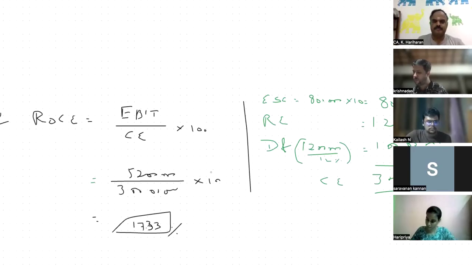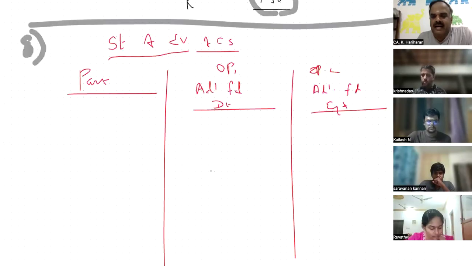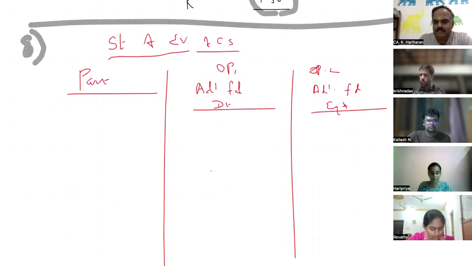Listen here, my dears. We have equity share capital, retained earnings, and debt fund. Clear? Currently, equity share capital is 80 lakhs. Am I right? Yes, sir. Retained earnings 1 crore 20 lakhs.